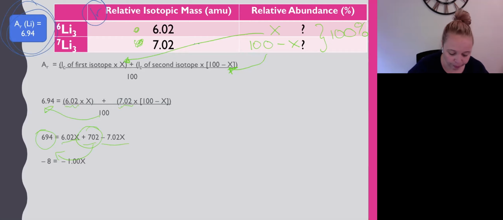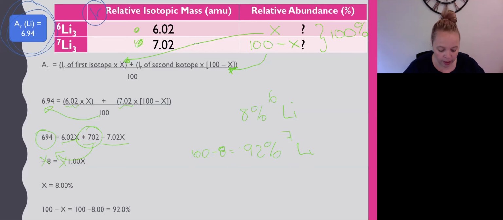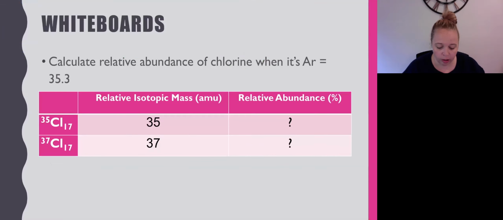So we can get rid of the negatives because we don't want a minus percentage, and we say that X equals 8%. So that means that we've got 8% of lithium 6, and 100 minus 8 equals 92% of lithium 7. So that's how we work that back. Here we've got our 92% there. So you can give this one a pause, try and figure it out, and we'll go through that one together.